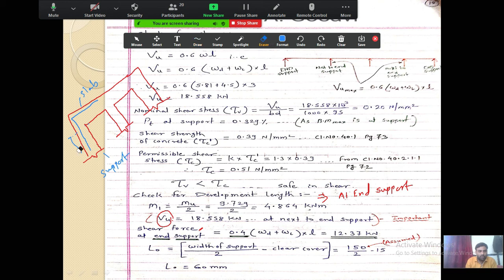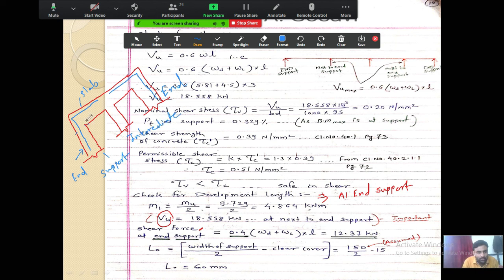Now here what is happening, and the similar thing is with this support also, because this is an end support, and this is also an end support. Similarly a bar can go in this way. This is the profile of the bar. But no bar will bend at the intermediate support. This is your intermediate support.